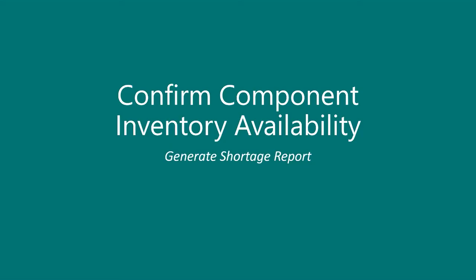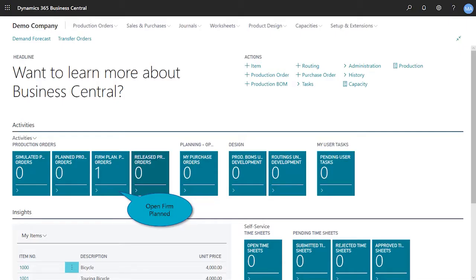Let's go ahead and confirm the component inventory availability. Basically, the output will be to generate a shortage report, right? Before releasing the firm planned production order to the shop floor, it's commonplace, or good practice, to verify that all of the items used by the production order are available in inventory.